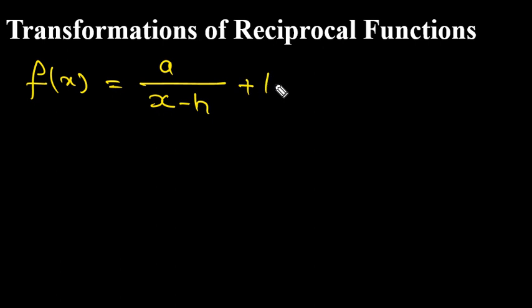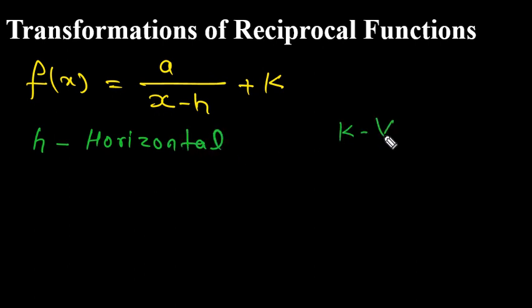So let's try to understand. If you have f of x equal a over x minus h plus k, is this a reciprocal function? So obviously yes, this is a reciprocal function. Now what is h here? H is representing horizontal translation. And what is k? K is representing vertical translation. So when I say horizontal, it means like this, and when I say vertical, then on y-axis like this.